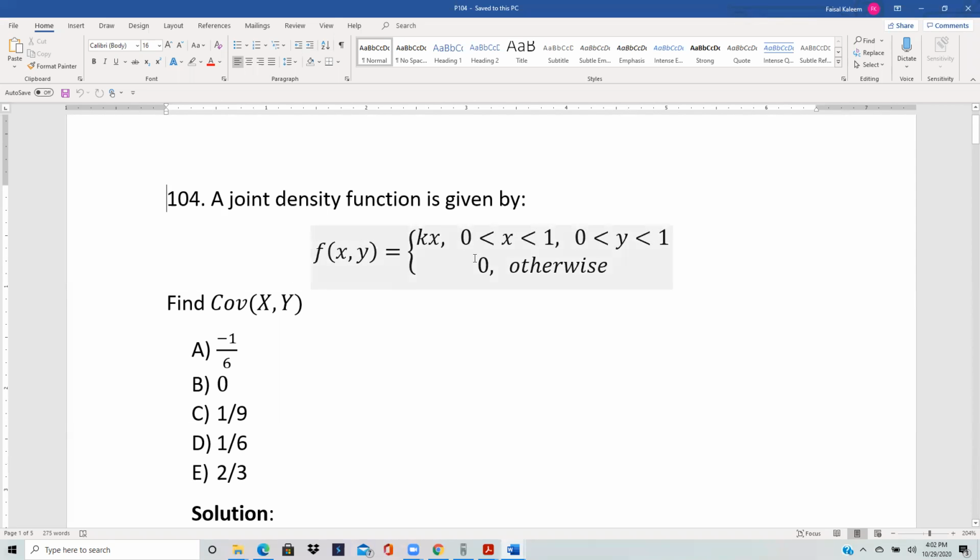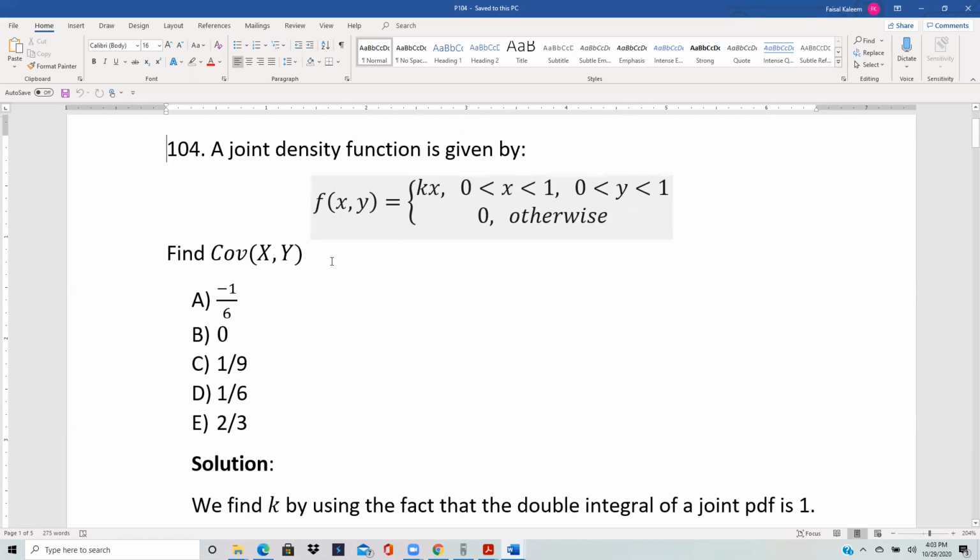A joint density function is given as follows. Find the covariance of X and Y. Now, a joint density function has to double integrate to 1 if the variables involved are continuous. Otherwise, for discrete, the double sum has to equal 1.